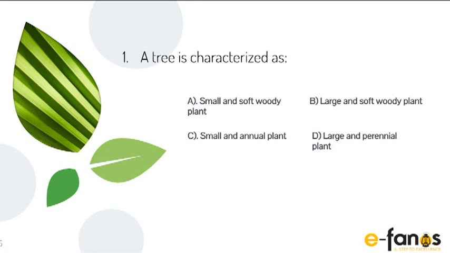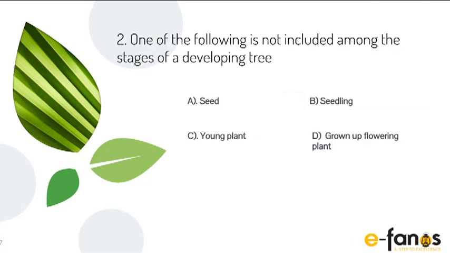And the correct answer is B, large and soft woody plant. Question 2. One of the following is not included among the stages of developing tree. Is it A, seed, B, seedling, C, young plant, or D, grown up flowering plant? And the correct answer is C, young plant.